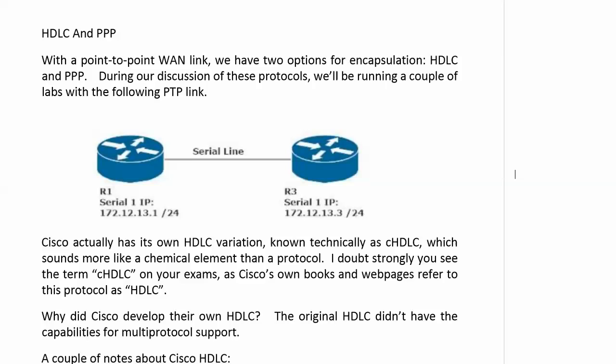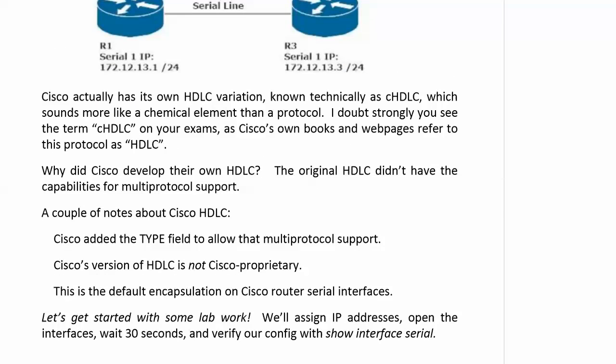Now, the reason they developed their own was that the original HDLC did not support multi-protocol situations or multi-protocol networks. And that's really not a very good idea. So Cisco came up with their own HDLC a long time ago, or their own type, if you will. And the reason that I mentioned the word type is that that's how they allowed the multi-protocol support. Literally, they added the type field in HDLC to allow that multi-protocol support.